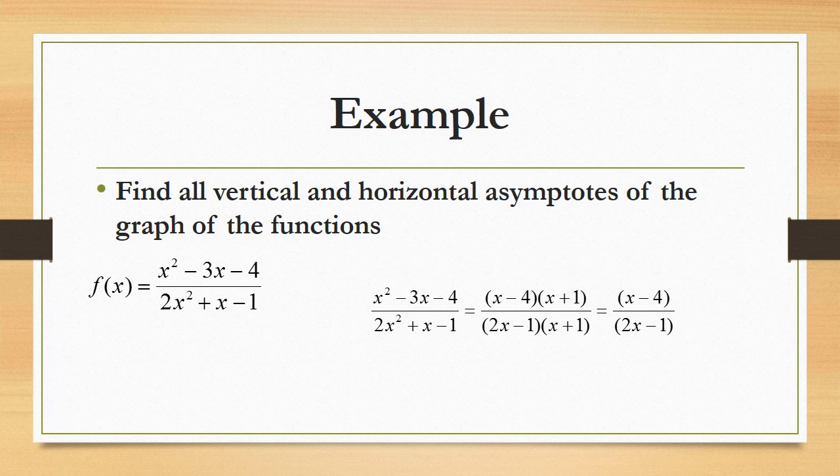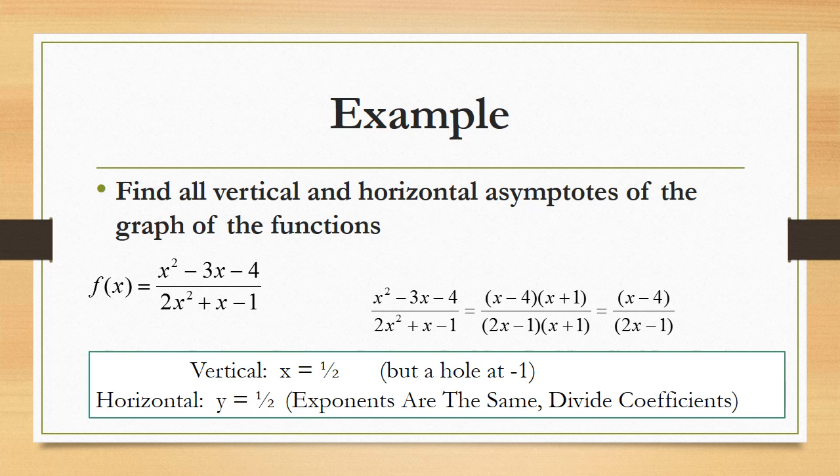Okay, so the first thing we're going to do on this one is actually factor everything, because we need to see if anything is going to cancel. And we see that the x plus 1 will cancel. Now, remember, what that means is that x still cannot be -1, but instead of an asymptote, we're going to have a hole. So our vertical asymptote is going to be x equals 1/2.